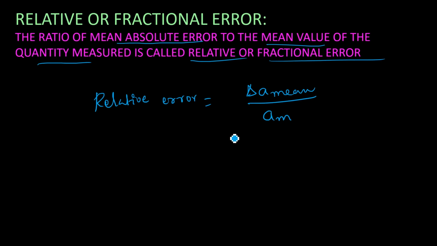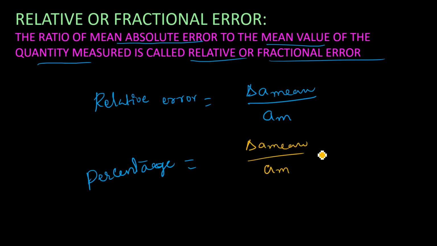Okay, so relative error expressed in percentage is called percentage error. If the error is expressed in percentage, that is multiplied by 100, then it is called percentage error. So if you are taking percentage error, this 100 we will write separately. That's fine. Delta a mean by a mean, multiplied by 100. Then we will get relative or fractional error.